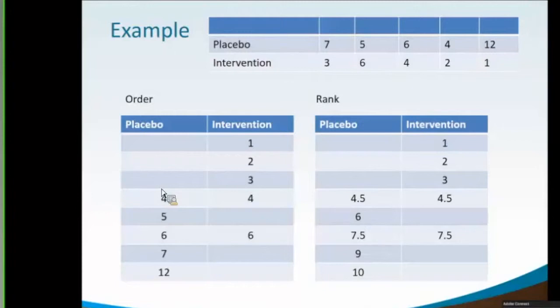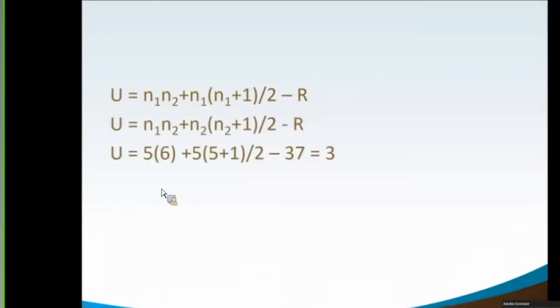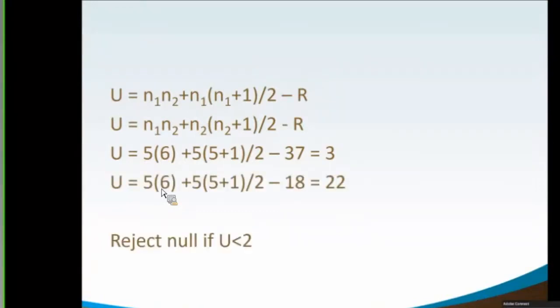You break the tie, so they both get 7.5. So the rank goes from 1 to 10 in that case. What you do then is you have your formula, and again, a relatively complicated formula, and the result is, in this case, for group 1 it's a 3, for group 2 it's a 22. You always use the smaller of the 2 numbers.